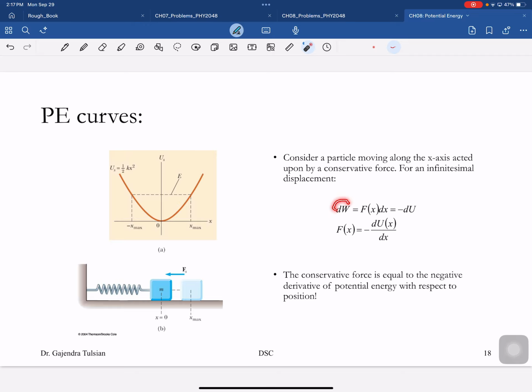All right, so this shows you the derivation. For a conservative force, the infinitesimal amount of work done is the force times the infinitesimal displacement, and that's equal to the negative of the small change in potential energy. So Fx is minus du by dx. This is just a two-line derivation of how force and potential energy are related for conservative forces.